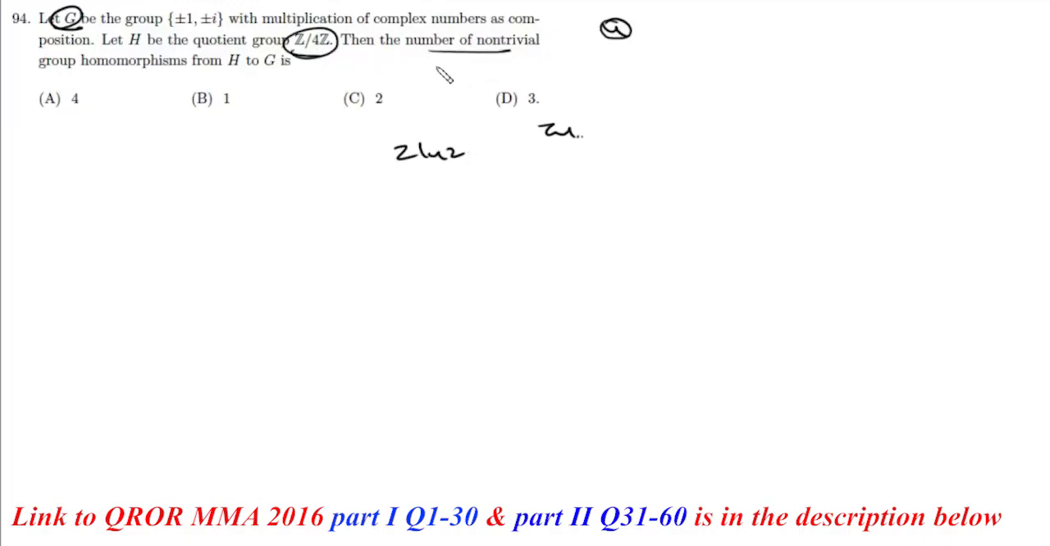So if we have to find number of homomorphisms, it is given by GCD of, now order of this group is 4 and order of this group is also 4. So GCD of 4 comma 4 will be 4. Now out of these 4, there is one trivial homomorphism. So we'll remove that. Then we'll get number of non-trivial group homomorphisms as 3, and that's your option number D.